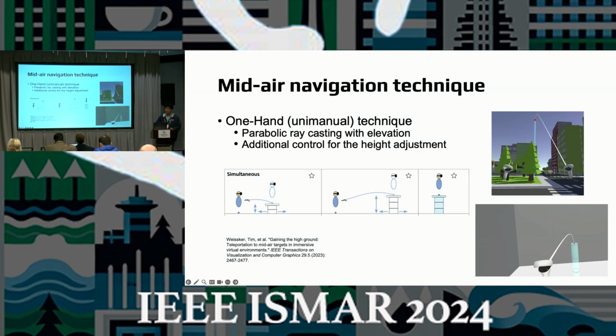Previously, there was a midair navigation technique based on a parabolic ray and one hand. A user can select a position on the virtual ground level and elevate its height. This technique makes it possible to select the midair position, but it is not straightforward, especially when a user selects a high or lower position. We set this technique as a baseline, and we found a better way.